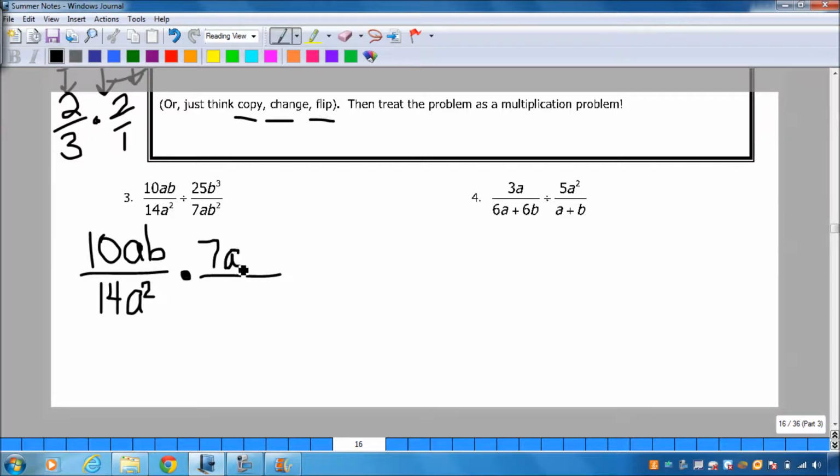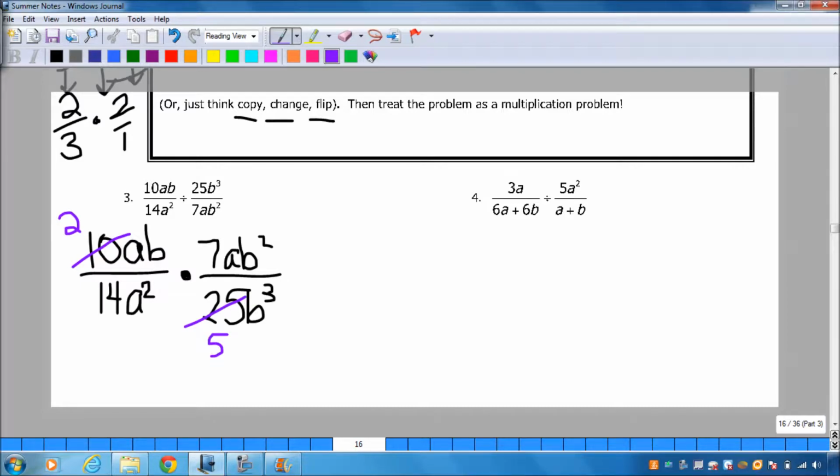So it's going to be 7ab squared over 25b cubed. Now the nice thing is these are all already factors. I don't have to worry about factoring because it's already all multiplication anyways. So I can go ahead and cancel stuff out. So I know that this 10 and this 25 have something in common. They're both divisible by 5. So this 10 becomes a 2. And this 25 becomes a 5, okay?